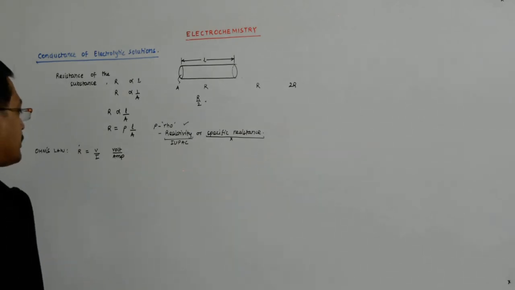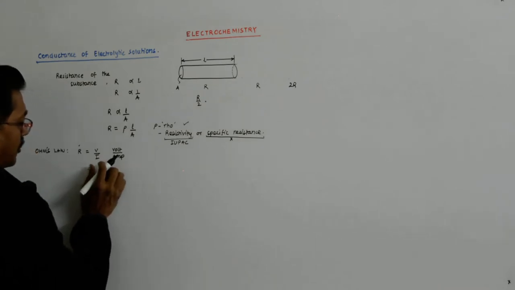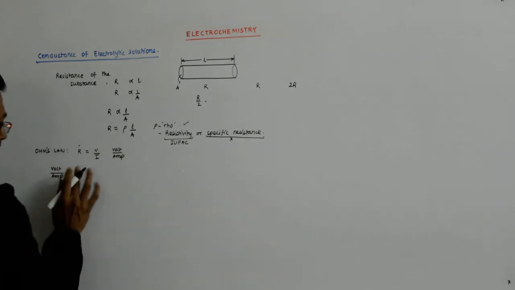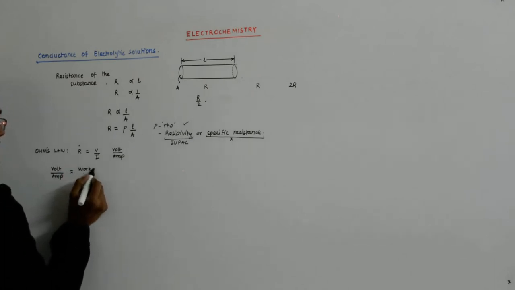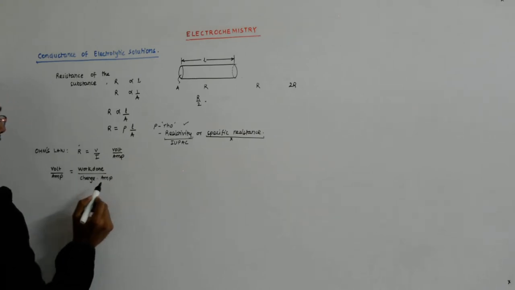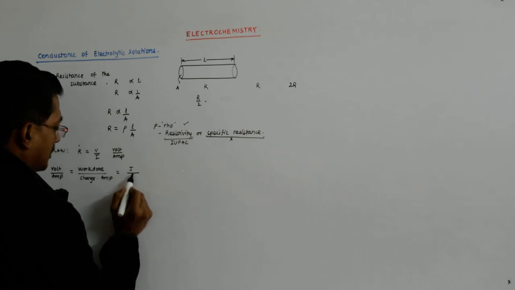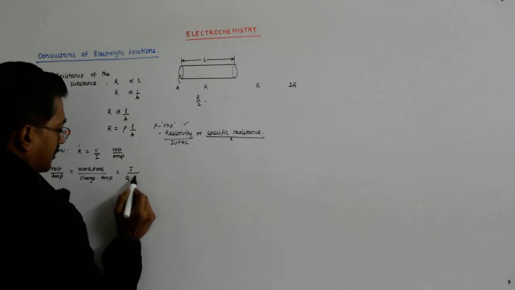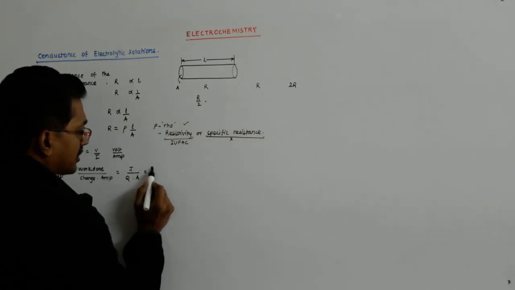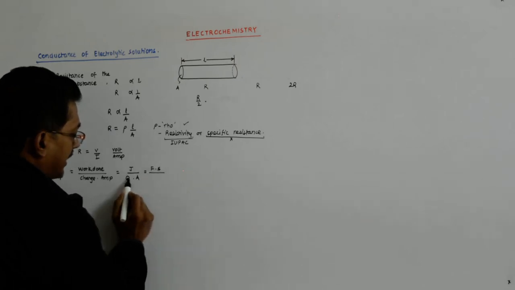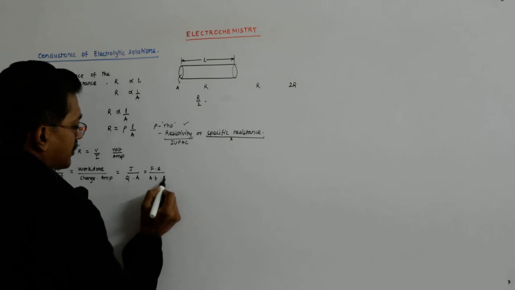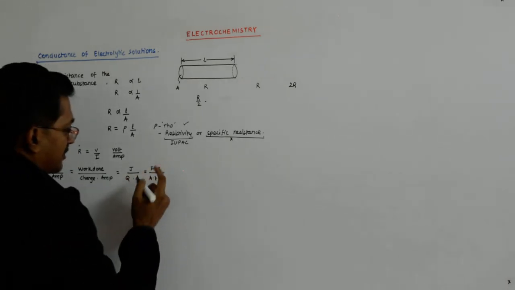Now, what will be its unit in the base units? Let's try to see. Volt per ampere. Volt is nothing but work done per unit charge, multiplied by ampere. Work done is joule, and charge Q is ampere into time. Work done is force into displacement, divided by Q. Q has no base unit, but ampere has a base unit, and Q becomes ampere into T.